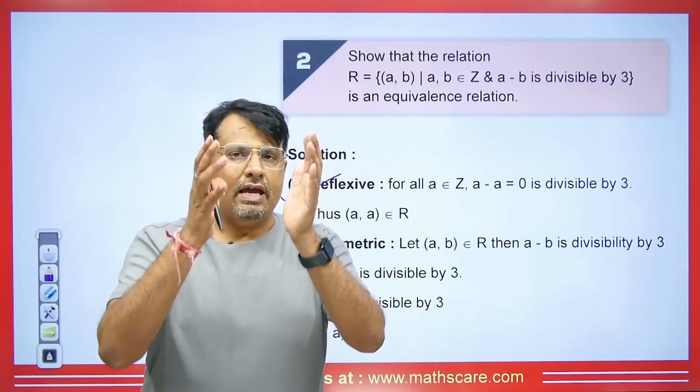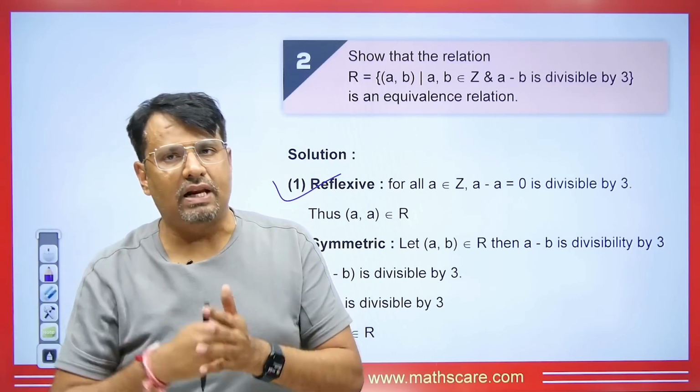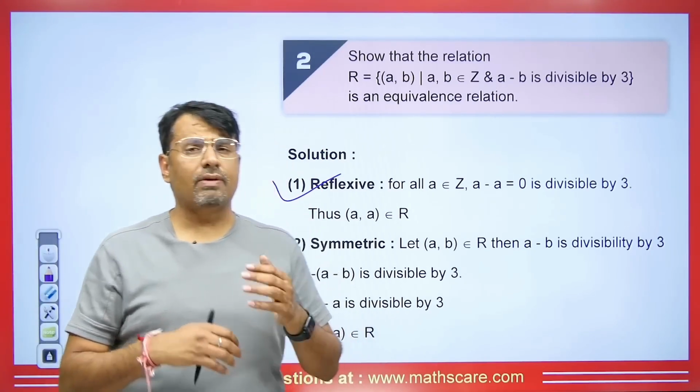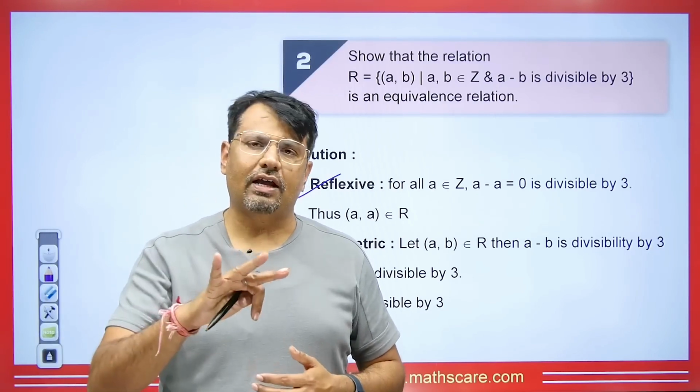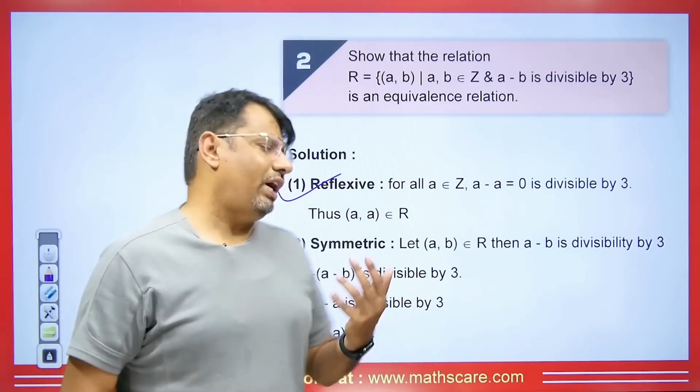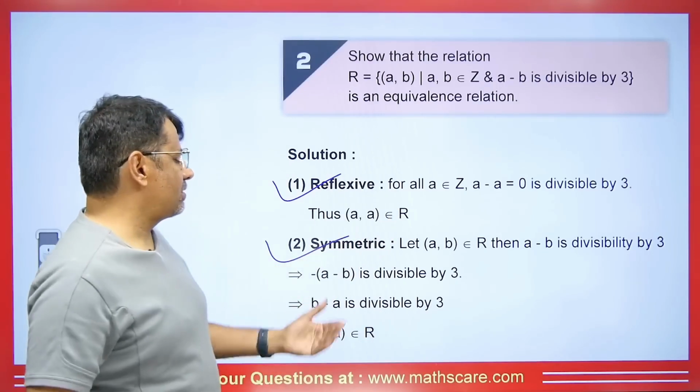This means if the difference A minus B is divisible by 3, then the difference B minus A should be divisible by 3, right? If I take 5 minus 2, 3 comes and it is divisible by 3. 2 minus 5 gives minus 3, which is divisible by 3. So here this will be symmetric, right? We can understand it this way.